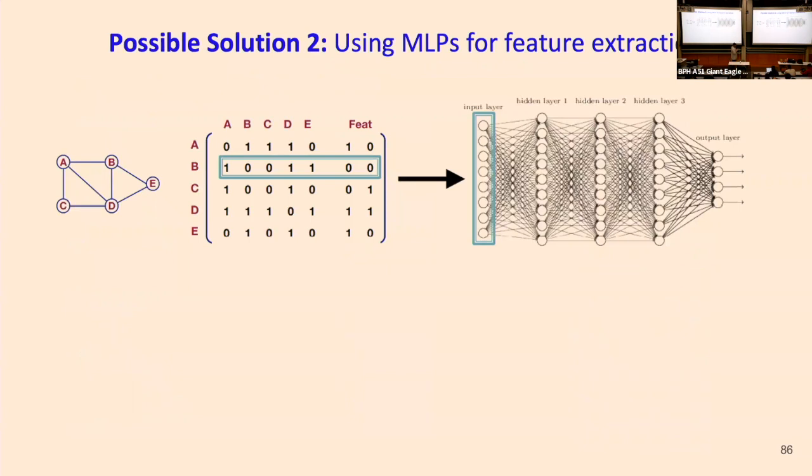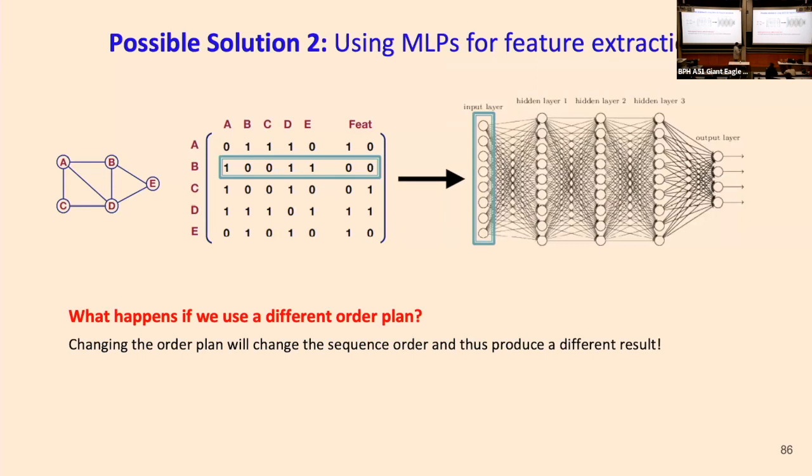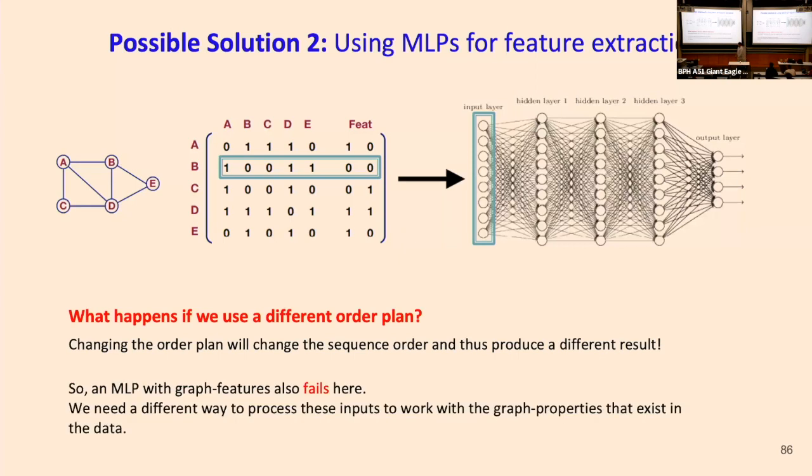Right, so let's say we have this input and we've simplified the features. Let's say the features are just a tuple of binary features. We take one row and give it to an MLP and I get an output, right? A traditional MLP, if I permute the inputs, will not give me the same set of outputs because the weights are fixed, right? Changing the order will change the sequence order and thus change the output, which is not what we want. So an MLP, even if I use graph features, traditionally fails to achieve permutation invariance.